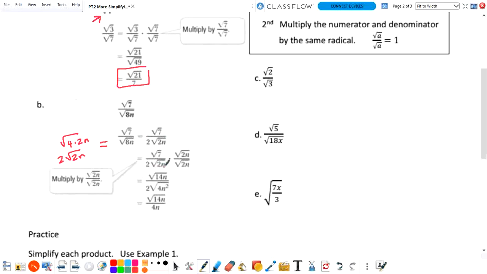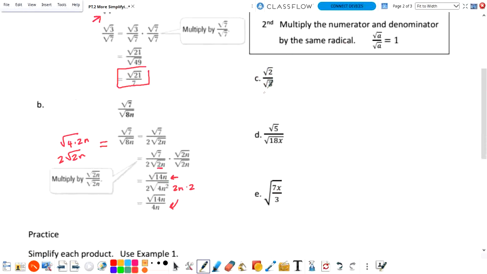But now we want to get rid of this radical in the denominator. So we're going to multiply the whole thing by the square root of 2n. So 7 times 2n gives us the square root of 14n. And then we're going to keep that 2 on the outside of the denominator, and 2n times 2n gives us 4n squared. Right, so the square root of 14n can't be simplified. It's going to stay that way. But we can take out a 2 and an n, right? So the square root of 4n squared is 2n. We multiply that by 2, so we get 4n.